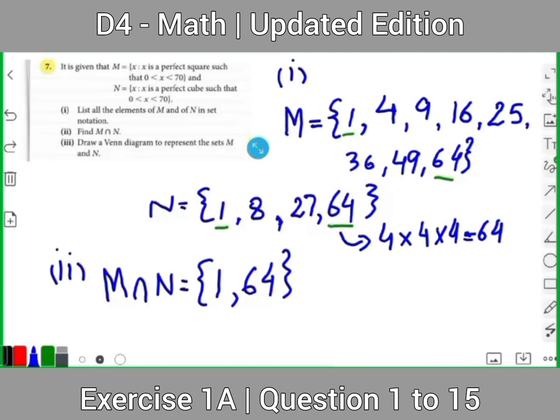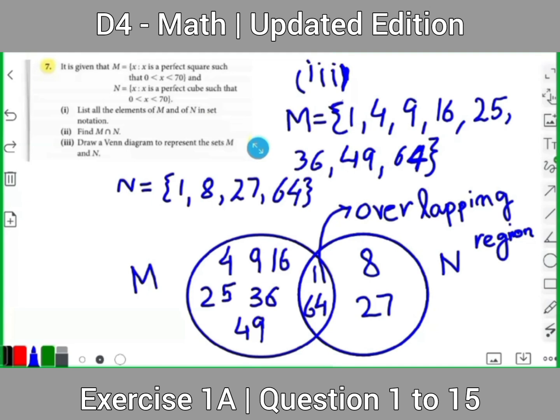Now, in the second part, we have to find out M intersection N. So for M intersection N, we just need to put the elements which are marked with green. So here we have 1 and 64. So M intersection N is 1 and 64. Now in part 3, we have to draw a Venn diagram to represent the sets M and N. So we just draw the Venn diagram for the sets M and N, and here we have the elements 1 and 64.